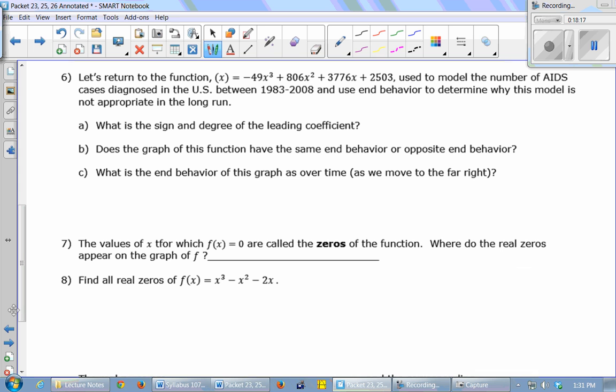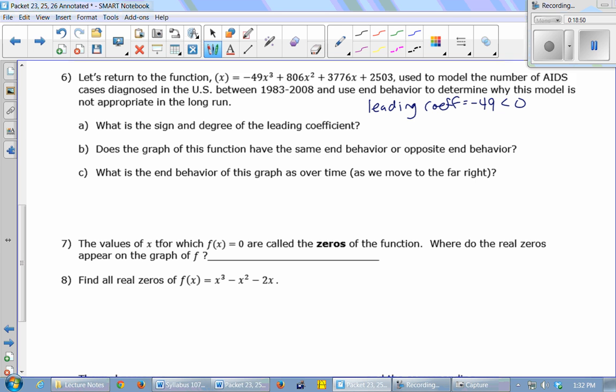All right, so let's come back to this cubic function that models the number of AIDS cases 1983 to 2008. And we're going to use end behavior to determine why this model is not appropriate in the long run. Okay, so what is the sign of the leading coefficient? Or what is the leading coefficient? Negative 49, yeah. So my leading coefficient is negative 49, which is negative, right?